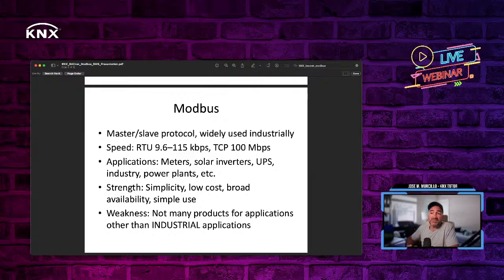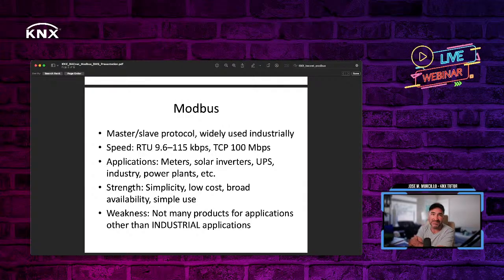And you can use it for metering. You can use it to communicate with solar inverters. As we can see in an example, UPS, industry, power plants, and every kind of device. It simply works. Now it's more accepted in the market. Modbus TCP, actually, we can find many Modbus TCP devices. It's simply great, right?